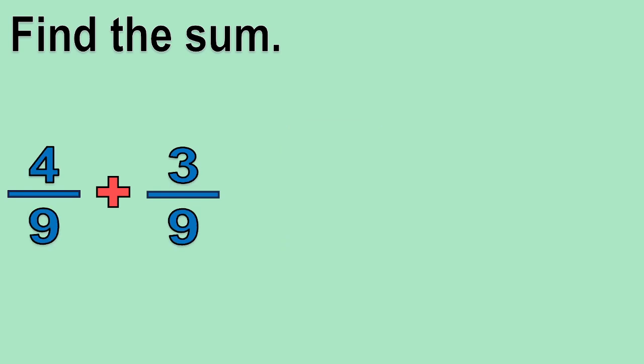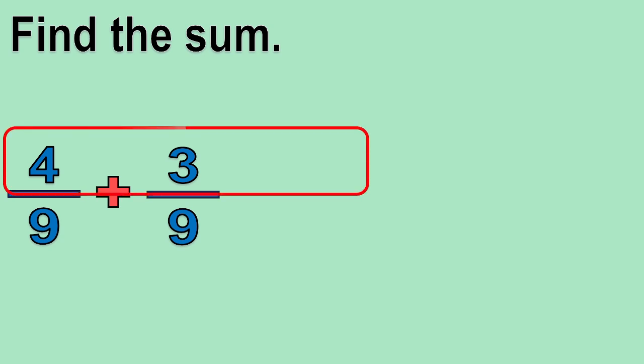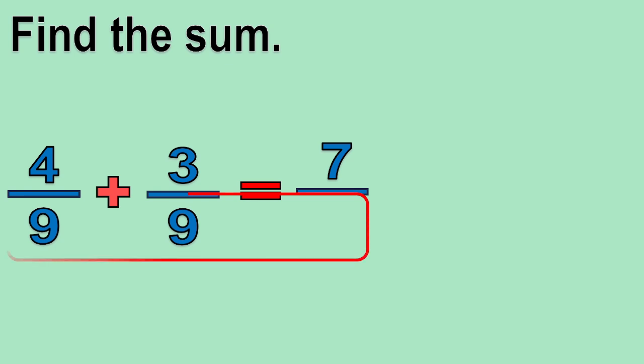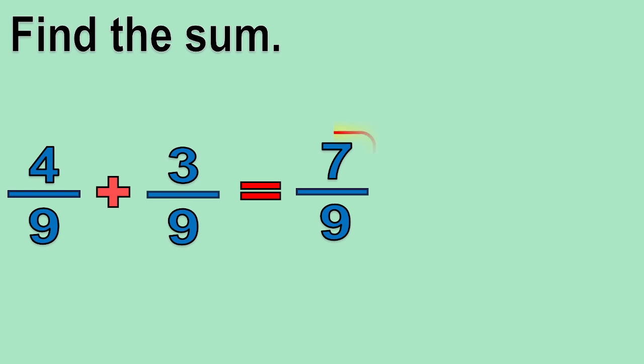Another problem. Find the sum. 4/9 plus 3/9. First, add the numerator. We have 4 plus 3 equals 7. Then, copy the denominator 9. Since 7/9 is already the lowest term, then 7/9 is our final answer.